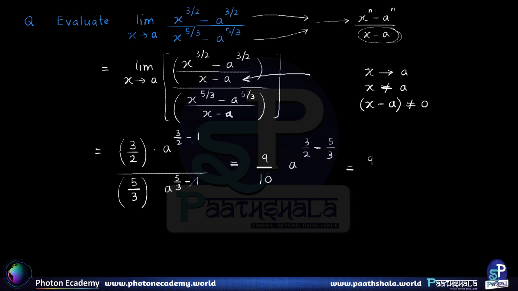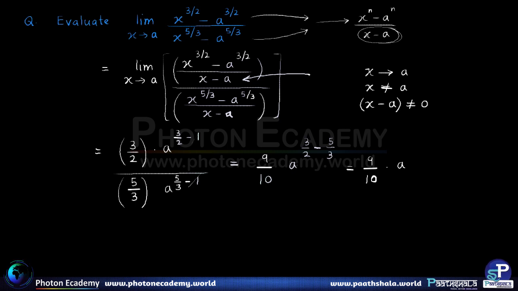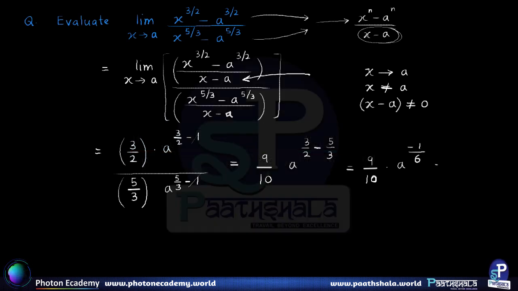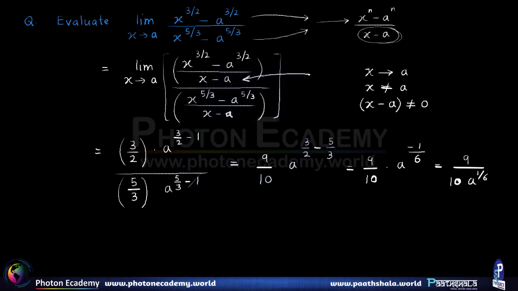So that gives us 9 by 10 into a raised to, now here we have 3 threes are 9 minus 2 fives are 10. So that is 9 minus 10, which is 1 with negative sign, and the LCM is 6. So that is the answer. If you want, we can write it like this: 9 upon 10 into a raised to the power minus 1 by 6. That's the answer. So this is how we solve the limits based on standard results.